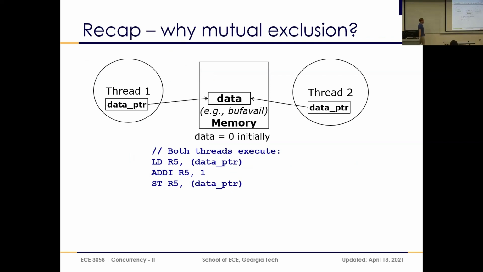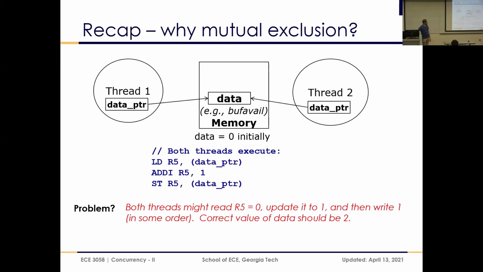All right, so what does it mean? Why do we need it? Let's say that we have two threads. They're both pointing to some data that's in memory. They both want to update it. We only want them to update it if it is available, right? So both threads might read R5, update it to 1, then write 1 in the same order. The correct value should be 2, but it actually comes out 1 if we don't implement locking correctly.